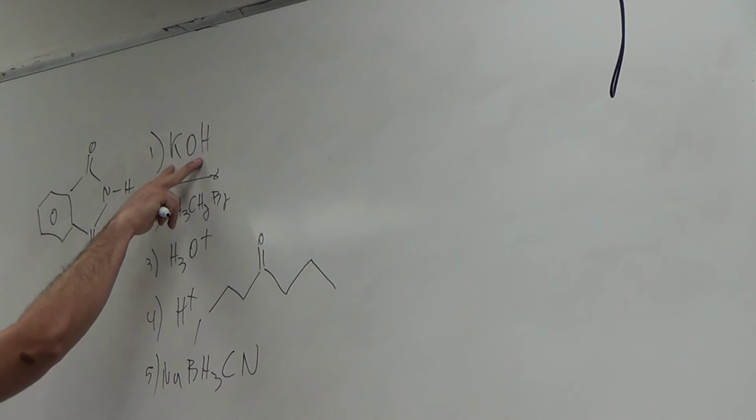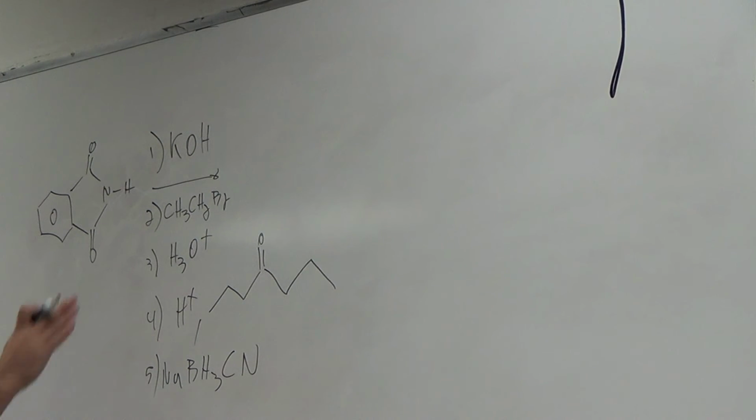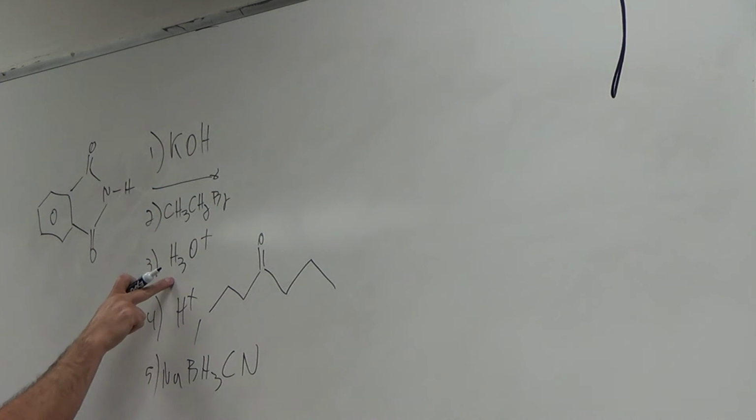So here's that base. It's going to pull that proton off, it's going to attack that. Gabriel synthesis gives you a primary amine. And what other reagent can I use that is not as slow as this?